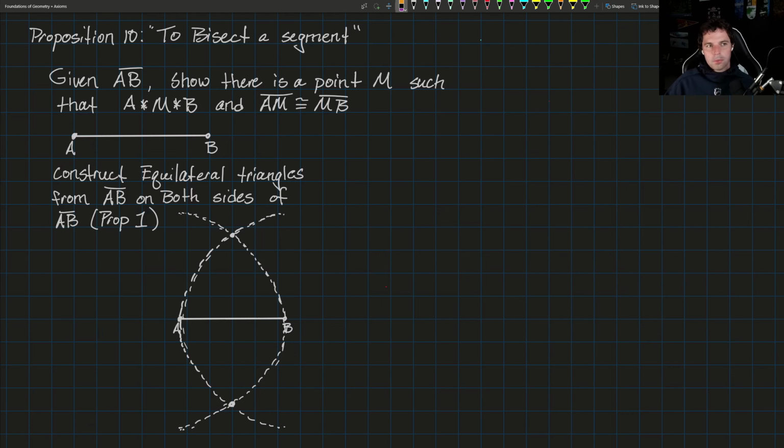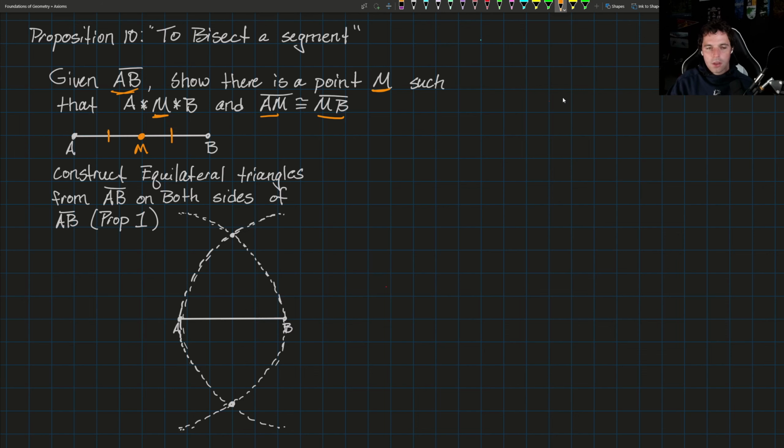In this video, I will be proving proposition 10 and proposition 26 from Euclid's propositions. Okay, so proposition 10 says to bisect a segment. What this means is that we are given some segment AB, and we need to show that there is some point M such that M is between A and B, and AM is congruent to MB. So what that looks like is that we're given this segment AB, and we want to find a point M such that AM is congruent to MB.